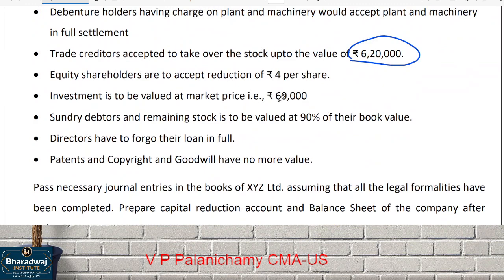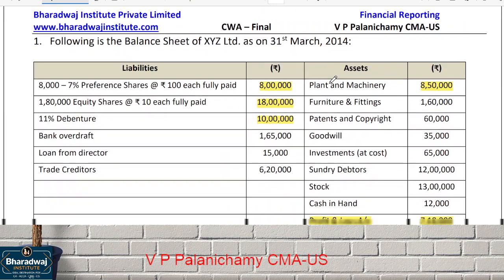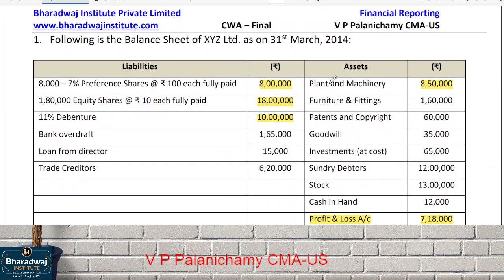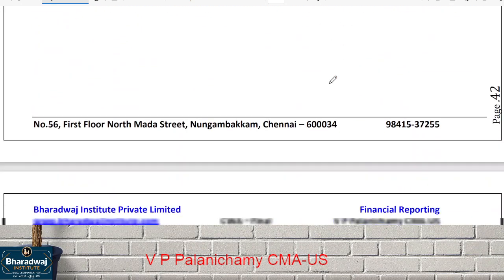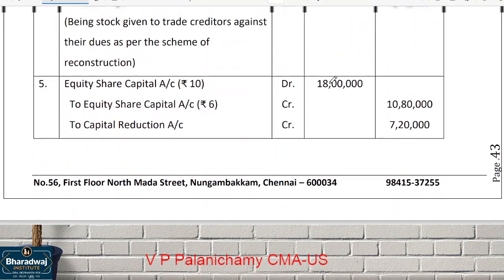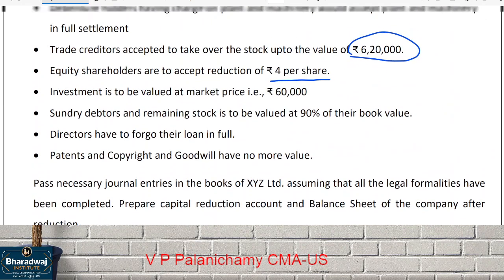Equity shares are valued at a reduction of how much? 4 per share. You can pass either a direct entry, equity share capital to capital reduction. What is the alternative entry? Debit equity share capital, cancel it fully, and credit equity shares of 6 each. Balance will go to what? Capital reduction. I hope they followed the second method. Equity share capital 10 each account debit to equity share capital 6 each. Balance goes to capital reduction account.